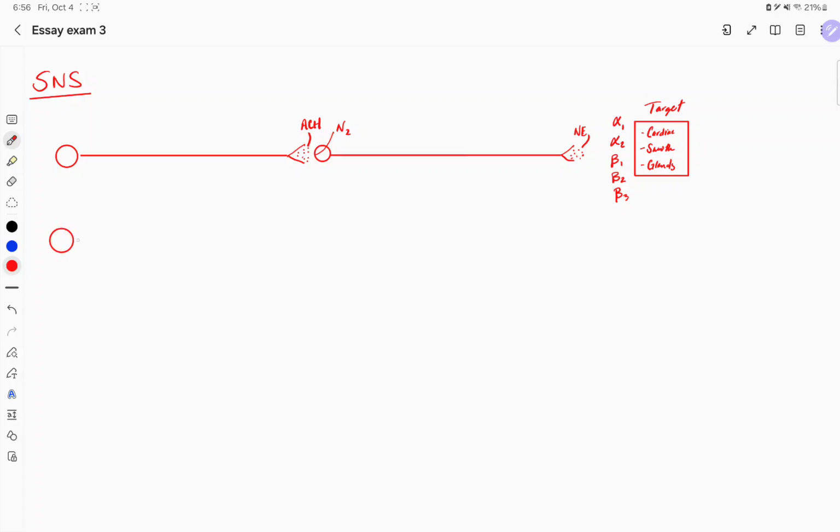Another pathway in the sympathetic nervous system is a neuron that will release the neurotransmitter acetylcholine. Surprise, surprise, we have those again. But this time, even though our cell body still has N2 receptors that are responding to acetylcholine, this pathway will result in the release of more acetylcholine instead of norepinephrine.